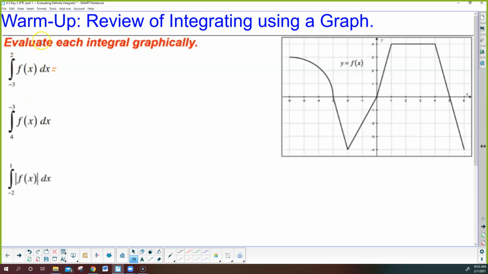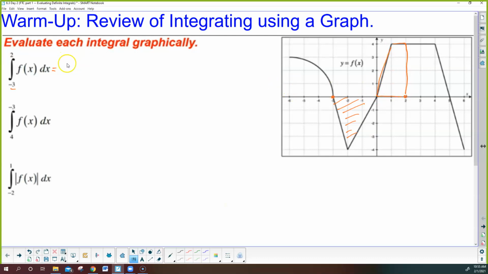Now, the big thing here, when we say evaluate the integral graphically, you have to make the connection that this integral symbol is referring to the area underneath the curve. So I want to go from -3 all the way to 2. So here's -3, and I want to go all the way to 2. But I have a small problem. I end up with a couple of different shapes, right? I've got the triangle down below, and then I've got this trapezoid looking shape right here. So I have to find the area of those pieces.